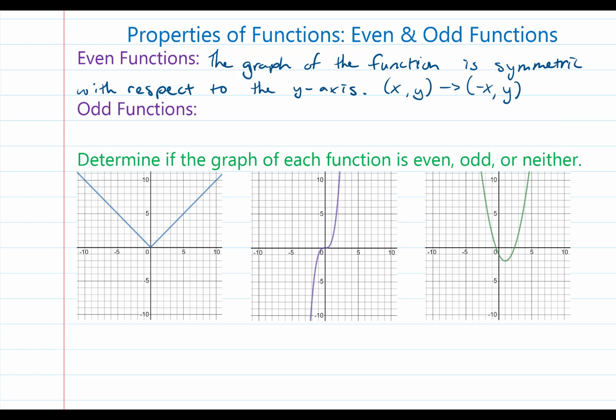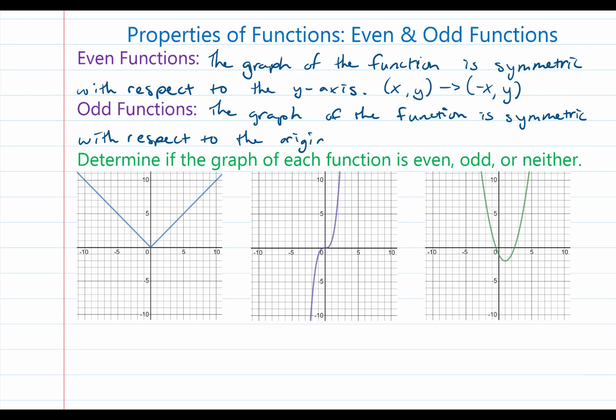Let's look at the graph of odd functions. The graph of the function is symmetric with respect to the origin. And what this means is that for every ordered pair x comma y on the graph, there is also a corresponding point of the opposite of x value and also the opposite of y value. So in other words, if you have 2 comma 3 on your graph, then you would also have negative 2 comma negative 3 on your graph.